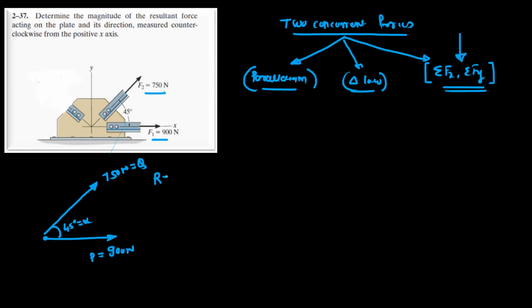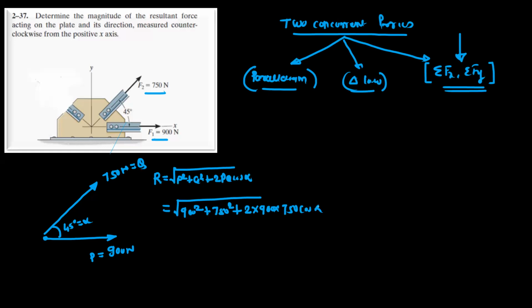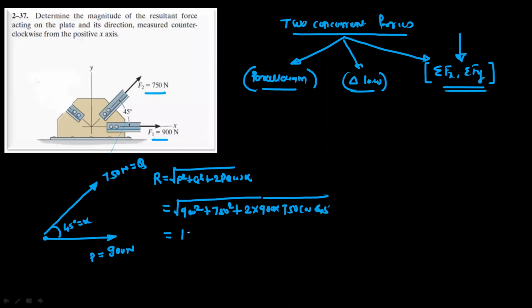So the formula is R is equal to square root of P square plus Q square plus 2PQ cos of alpha. So this is equal to square root of 900 square plus 750 square plus 2 into 900 into 750 into cos of alpha. So it is cos 45. So here the resultant is 1525.48 Newton. Okay, so this is by using the law of parallelogram of forces.